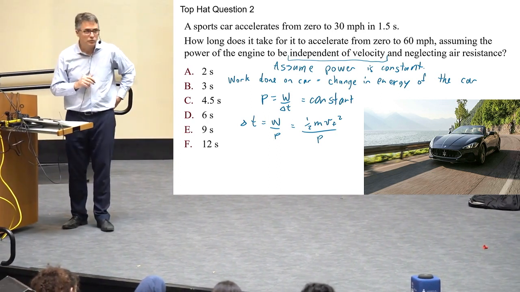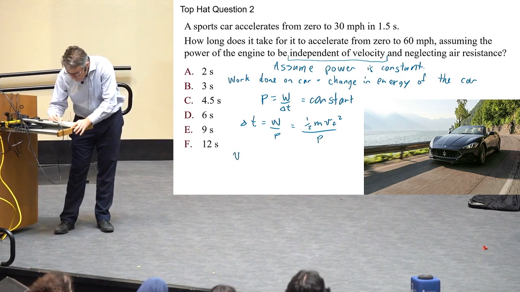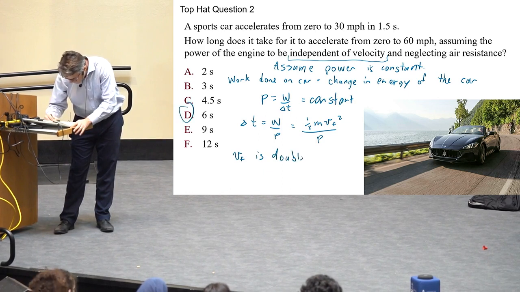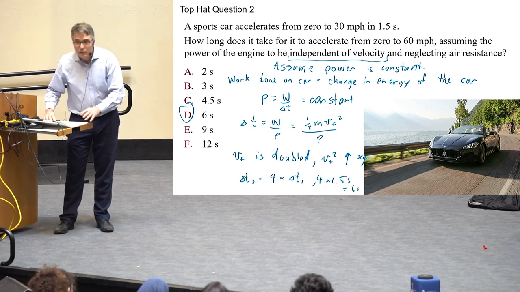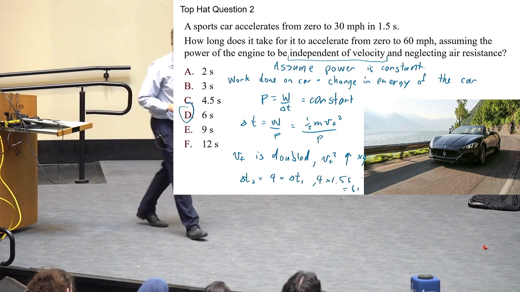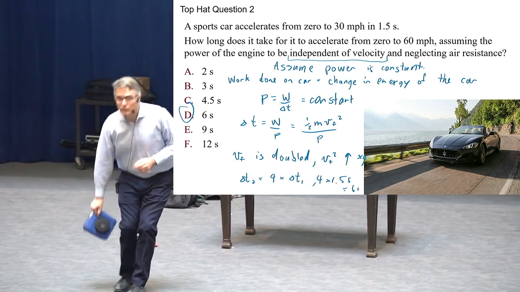I think you use up fuel and you convert it into kinetic energy. V final is doubled, so v final squared goes up by a factor of 4. So delta T2 is equal to 4 times delta T1. And 4 times 1.5 seconds equals 6. That was my reasoning. Questions on that?